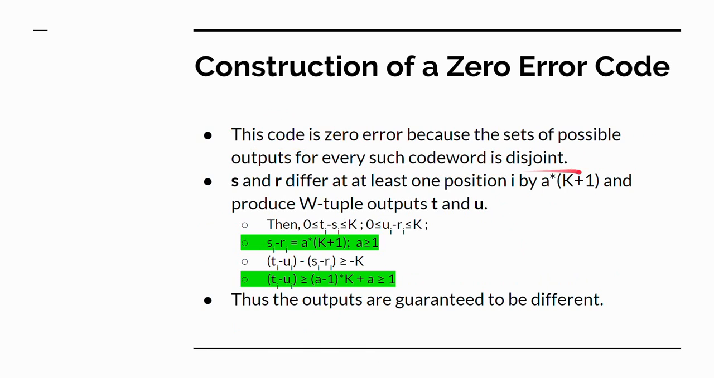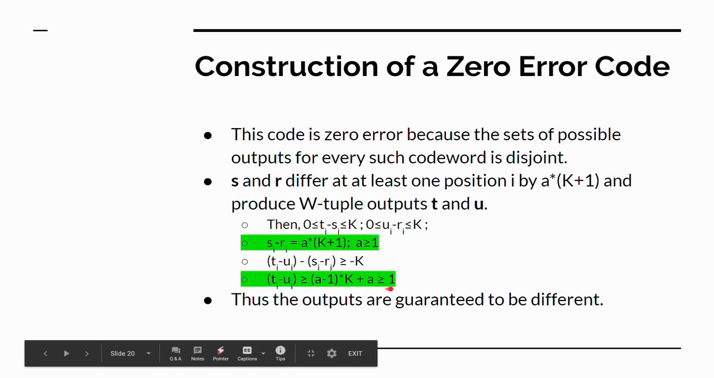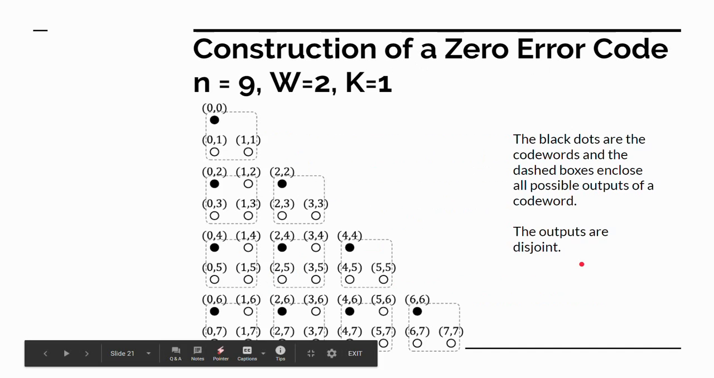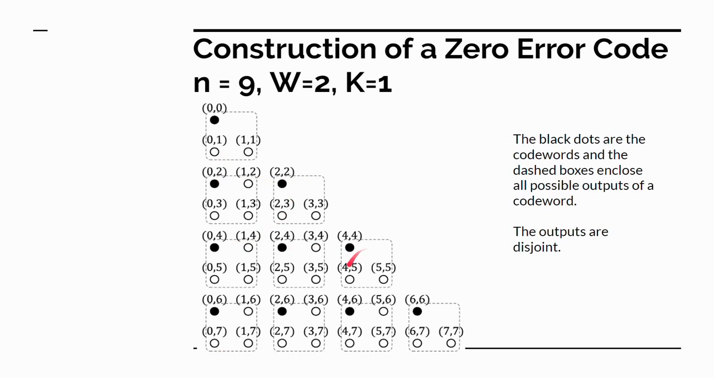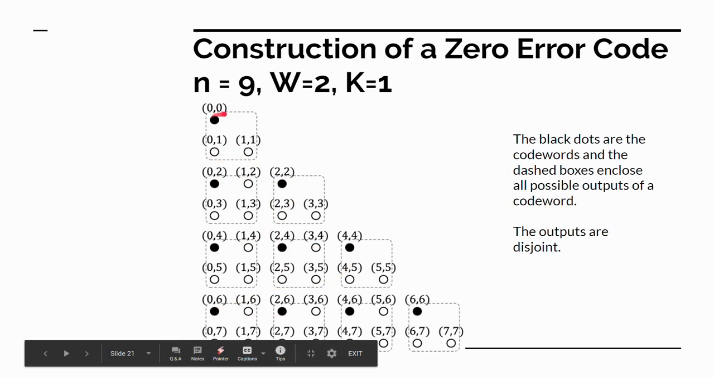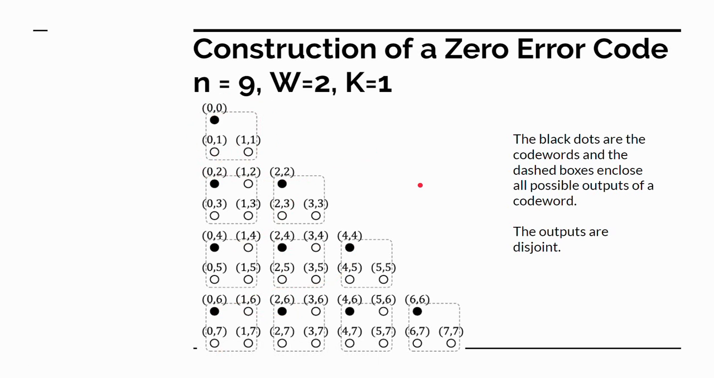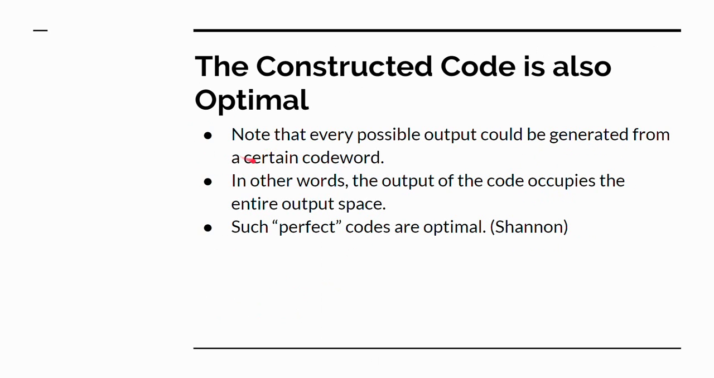This code has zero errors because the set of possible outputs for different code words is disjoint. So as shown in the slides, the w-tuples of the outputs of two different code words differ by at least one. This construction of a zero error code is better illustrated with the example as shown in the figure. So the black dots are the code words and the output sequences are surrounded by the dashed line, and they are clearly disjoint. We can also note that possible output sequences cover the entire output space. This property of the code is used later on for the explanation of the optimality of this code.